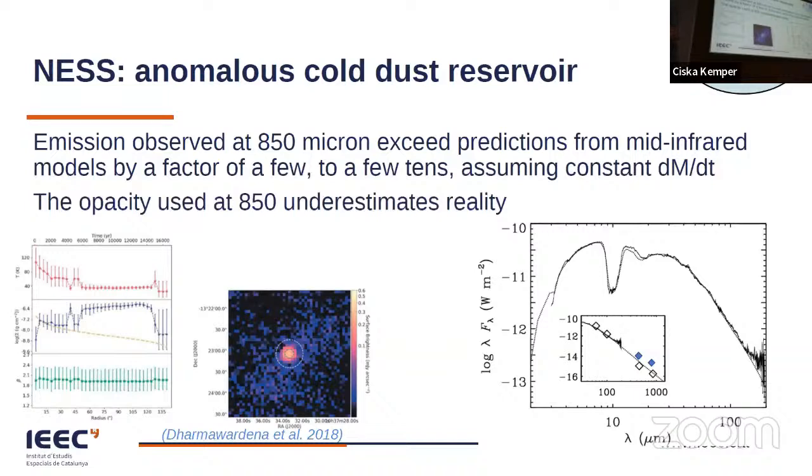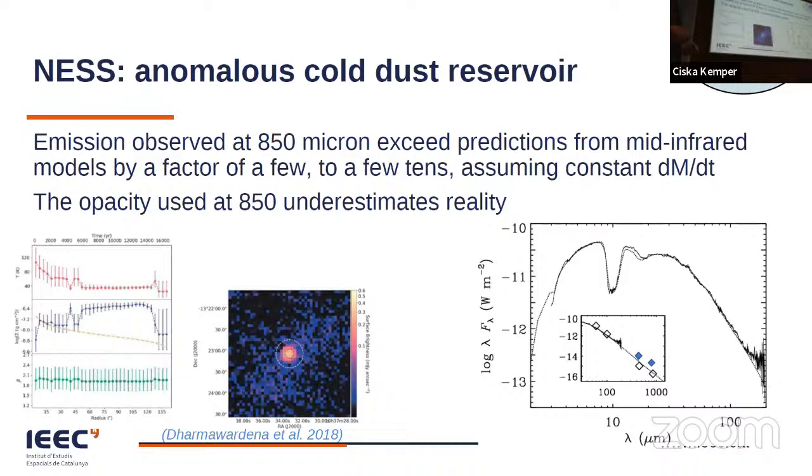Tavisha Dharmawardena is my PhD student, former PhD student, and she looked at a sample of about 15 AGB stars and basically fitted as a function of radius the temperature, the density, and beta, so just what I explained before. And she found that at a certain distance, there was an overestimation of the density compared to what was predicted, just from having a constant mass loss rate. And this was really quite systematic.